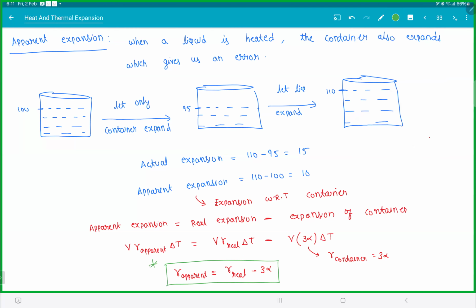So the meaning of this is, for example, if gamma real is equal to 3 alpha, no matter how much you heat, you think the liquid level does not rise. It will always show the same 100 reading. Have a look at this. We'll do a question based on that. It will be a good matrix matching question.